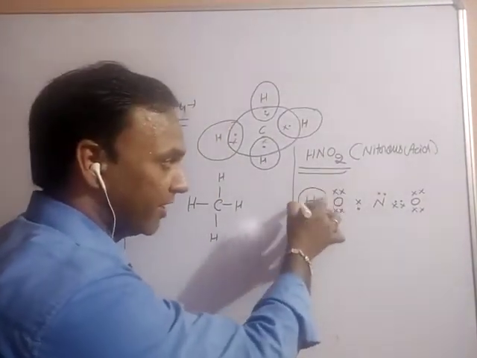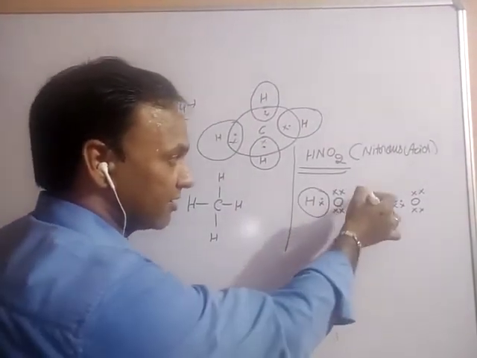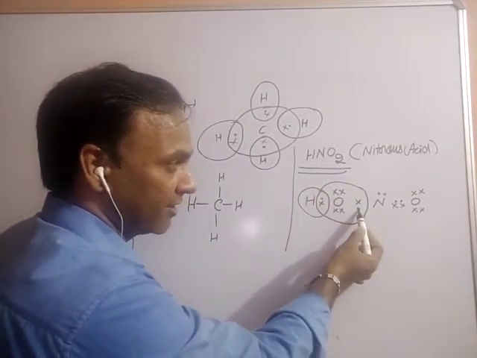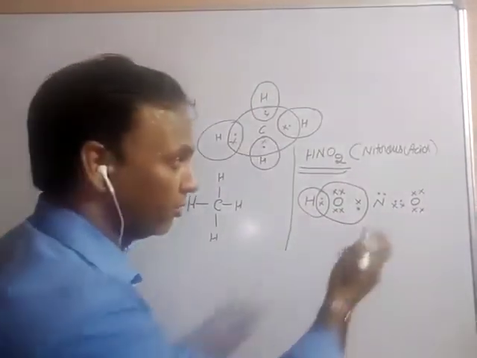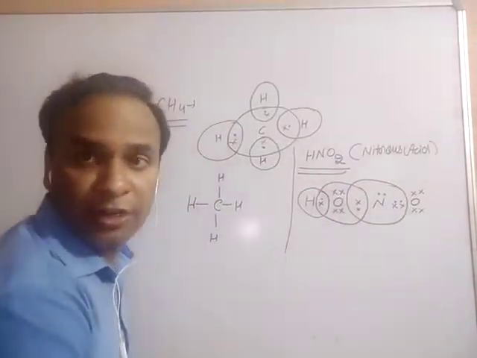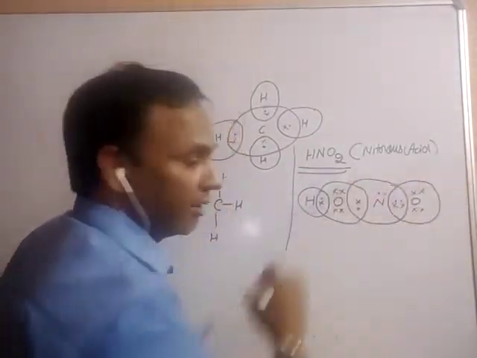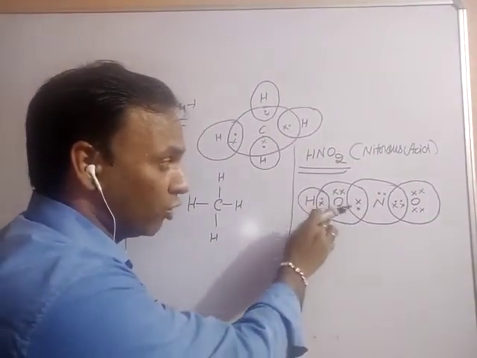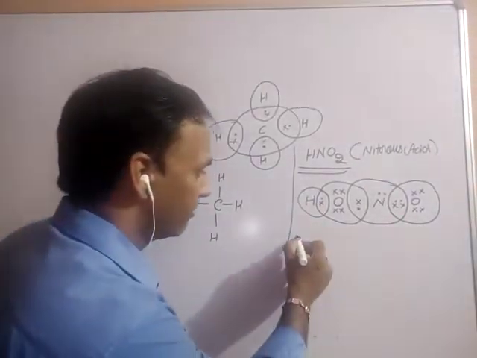Hydrogen is stabilized by getting 2 electrons like this. When we talk about oxygen, oxygen is stabilized by 8 electrons like this. 1, 2, 3, 4, 5, 6, 7, 8. Nitrogen also follows the octet rule, which is stabilized by getting 8 electrons. This other oxygen is also stabilized by 8 electrons. Clear? So between hydrogen and oxygen, 2 electrons are shared, which forms a single covalent bond.